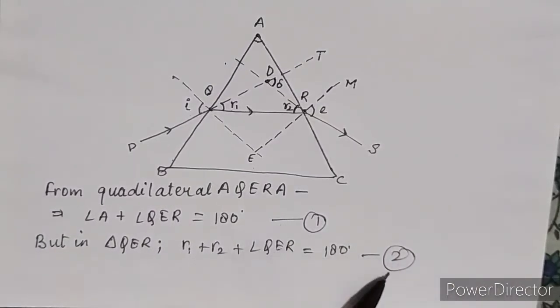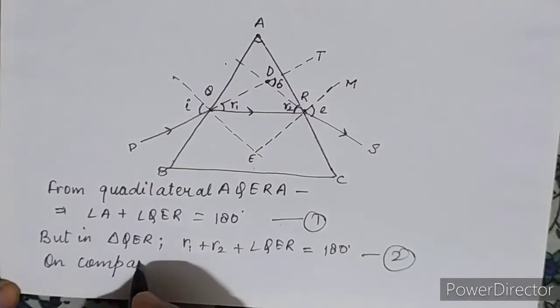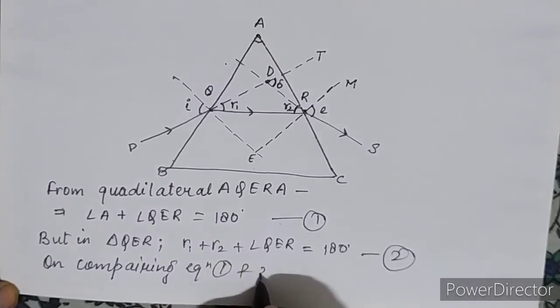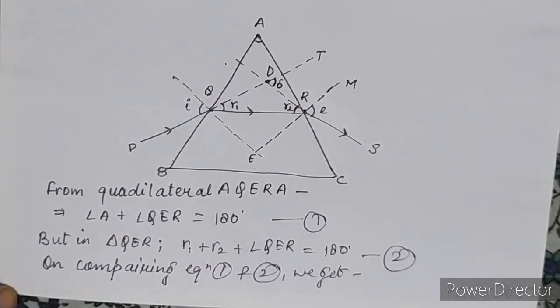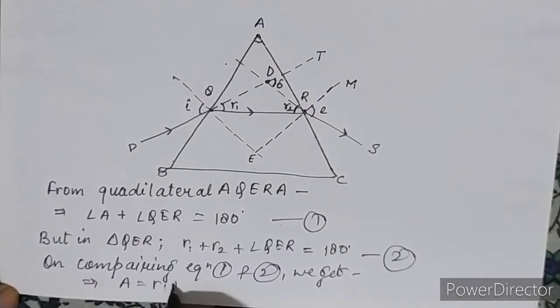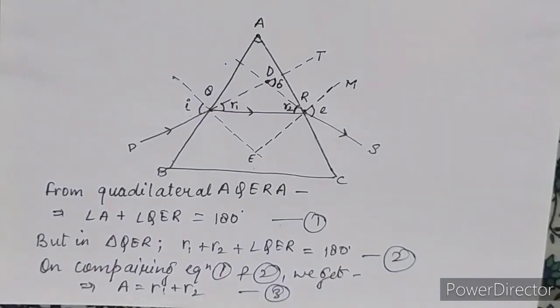Now we are comparing these two equations, equation number 1 and equation number 2. On comparing equation 1 and equation 2, we get, beta, that angle A is equal to the sum of the refracted angles. It means A is equal to R1 plus R2. Equation number 3: A is equal to R1 plus R2.